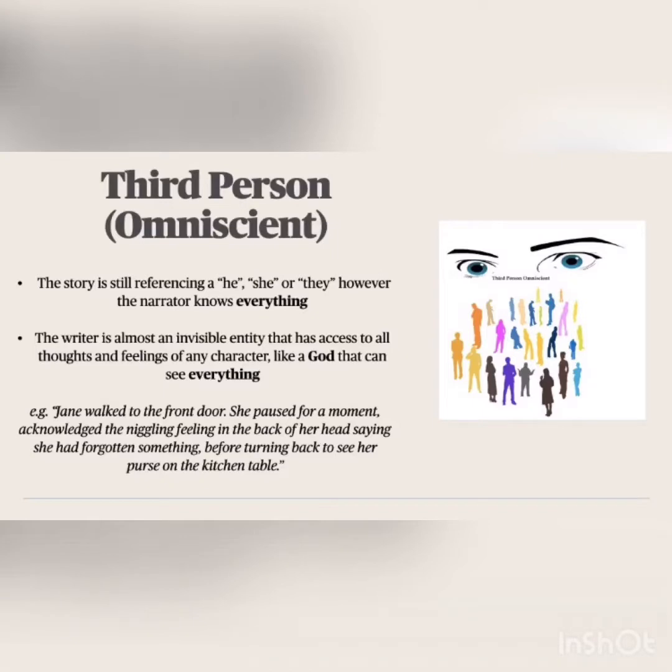So then we have that same example there, and it says, Jane walked to the front door, she paused for a moment, acknowledged that niggling feeling in the back of her head that was saying she'd forgotten something, before turning back to see her purse on the kitchen table. As you can see here, I've used that same previous example, however now the narrator has access to Jane's thoughts and knows why specifically she paused and returned to the kitchen, because she forgot her purse.